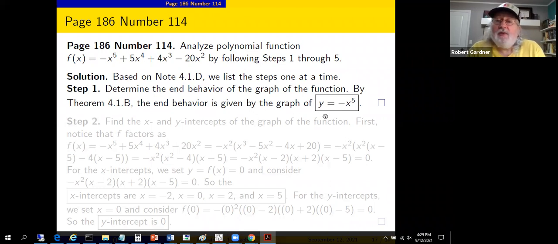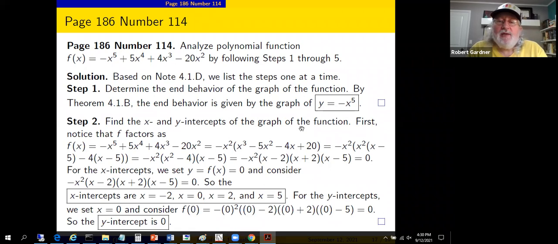This tells us about the function, maybe where it's positive and where it's negative when x is a big number in absolute value. More of that when we look at the graph. Part 2, find the x and y intercepts of the graph of the function. First, let's find the x-intercepts by setting the function equal to 0. That's going to require us to factor the function.